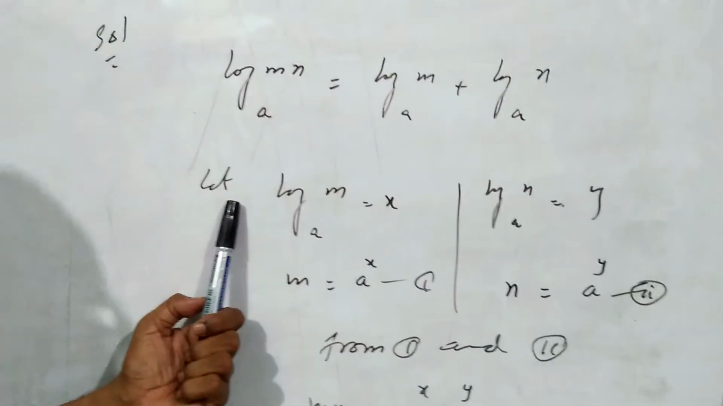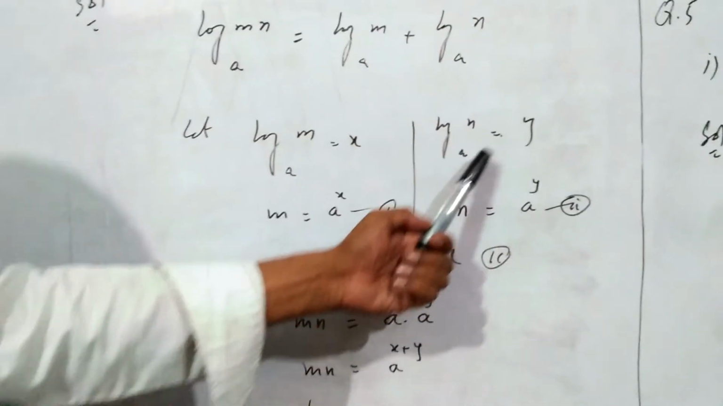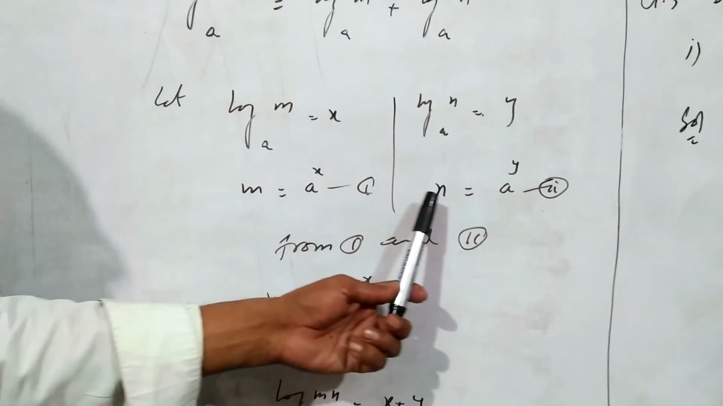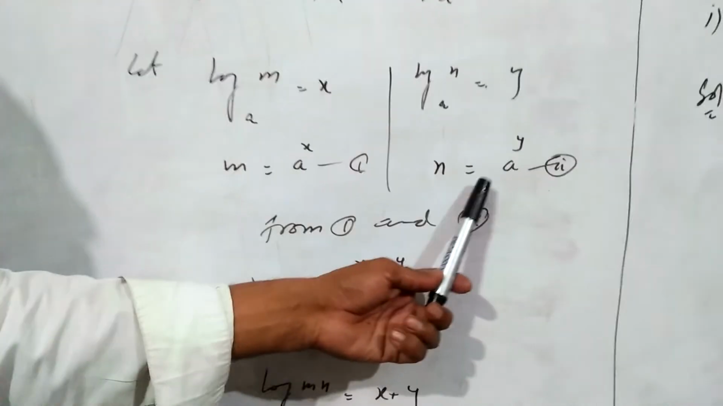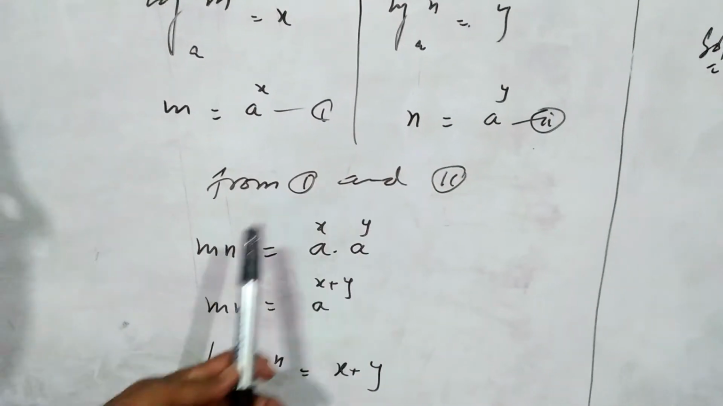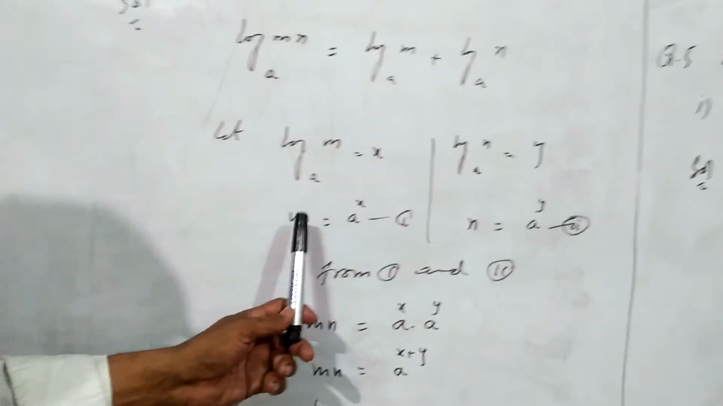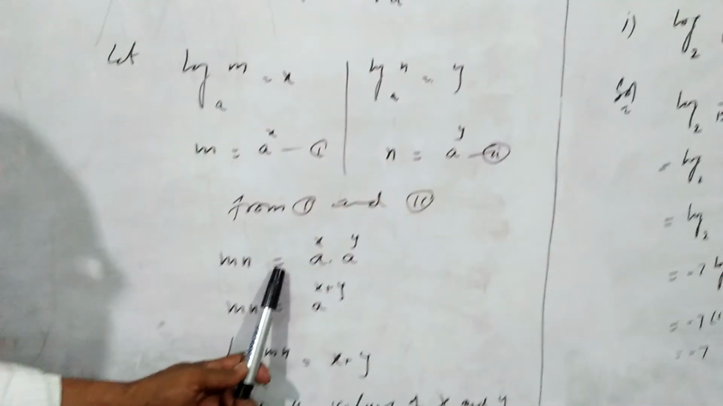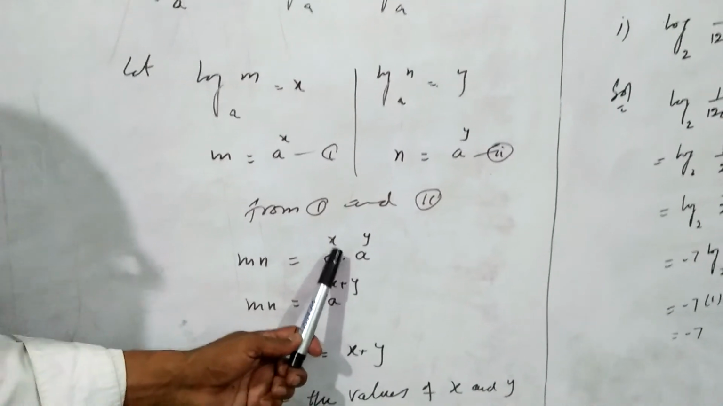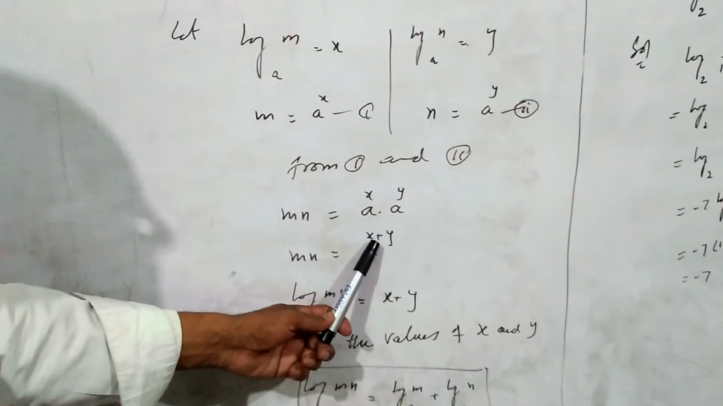So we suppose log m base a is equal to x and log n base a is equal to y. Its exponential form is m is equal to a power x, and n is equal to a power y. From these two results, 1 and 2, as m and n are multiplied, we have to multiply m with n. So mn is equal to a power x multiplied by a power y. As the base is the same, their powers will be added. So finally we get mn is equal to a power x plus y.